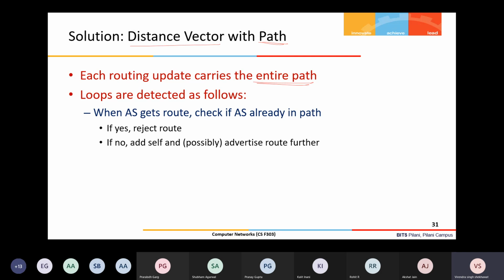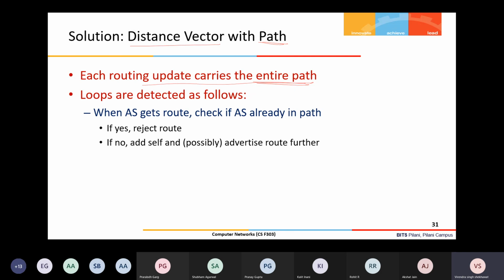Distance vector just gives the cost. It says, this is my cost to reach destination X. If you are interested, you can use this and forward any traffic belonging to this destination to me. Otherwise, it's fine. But the entire path is not supplied by the advertiser in the distance vector. That can create a looping problem, and there is no solution for the looping. So here, each routing update carries the entire path.